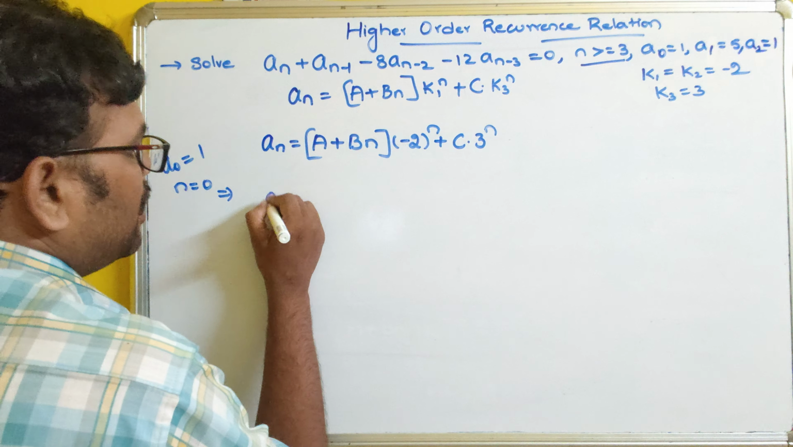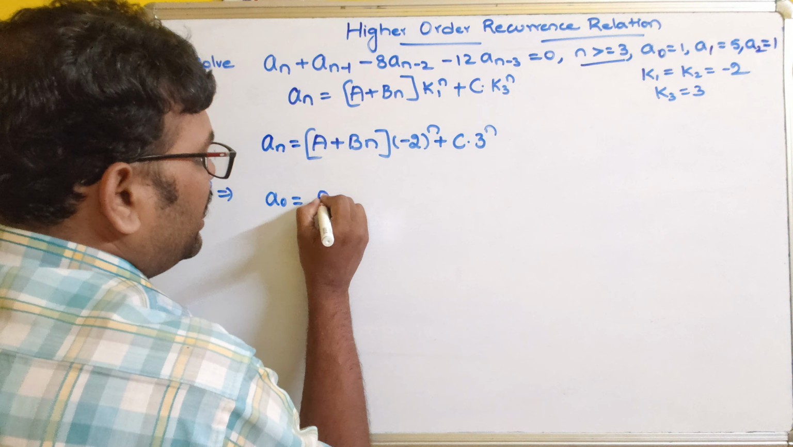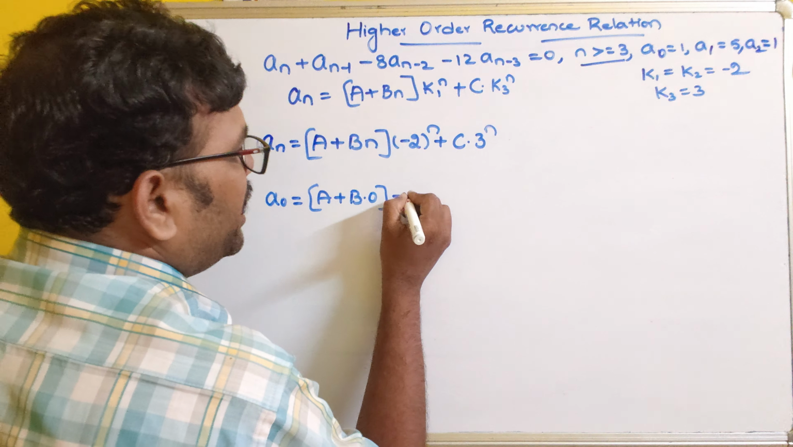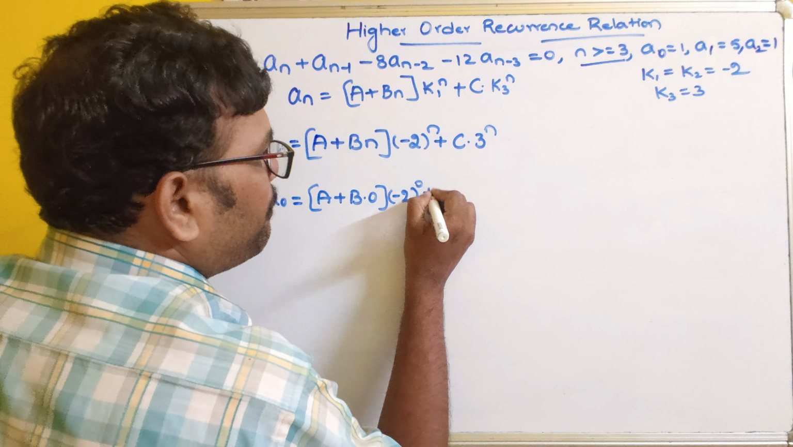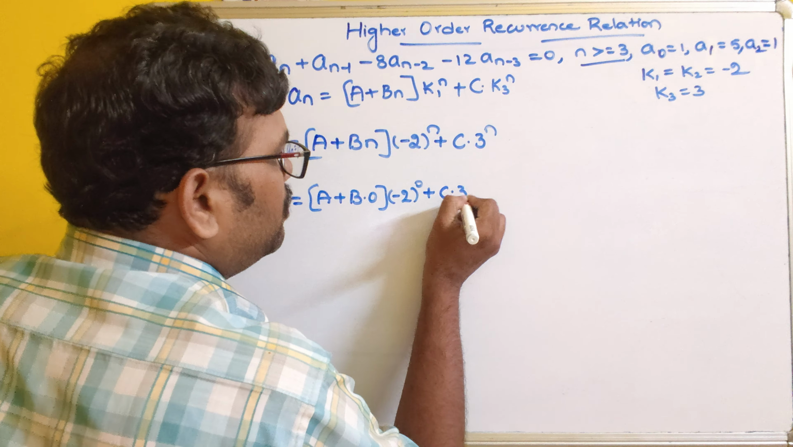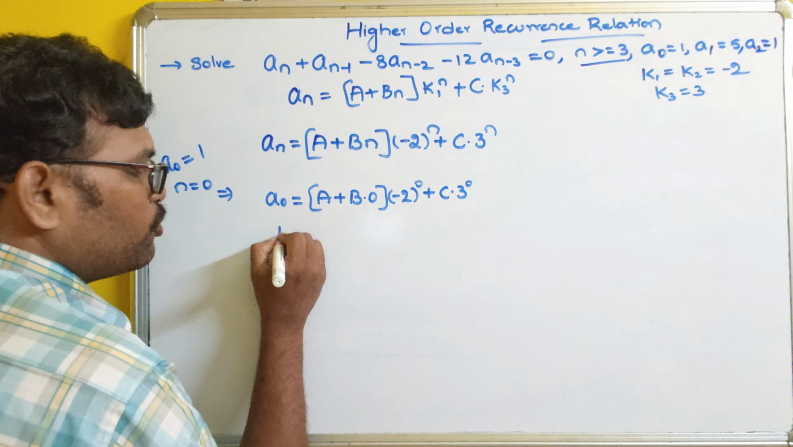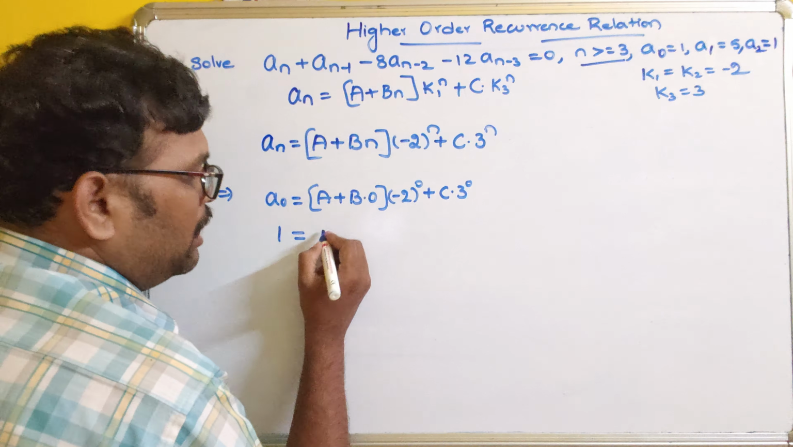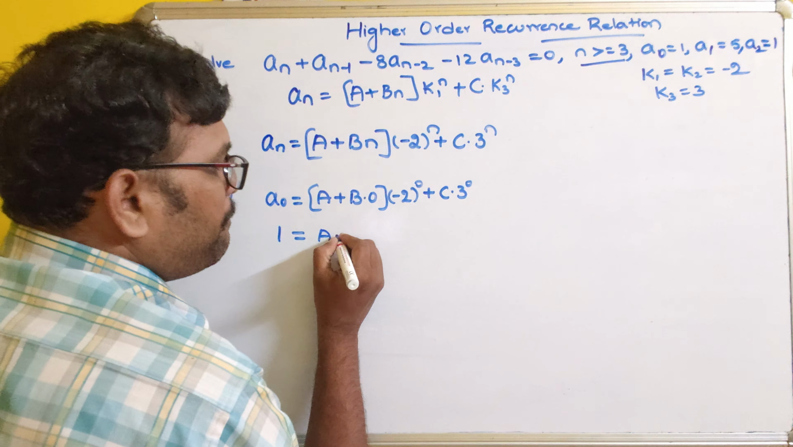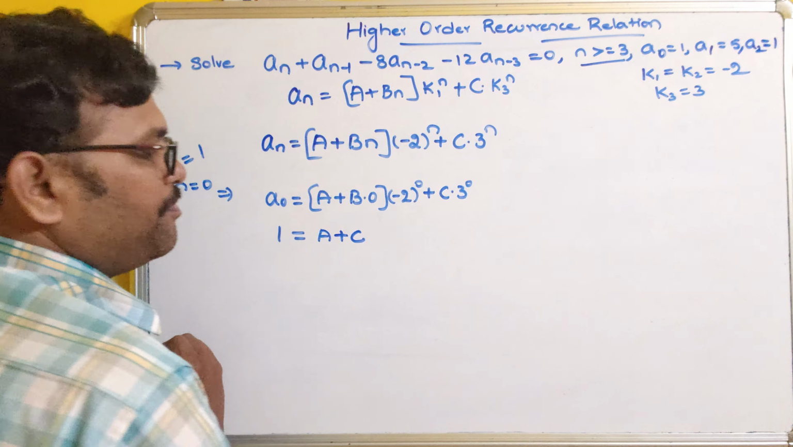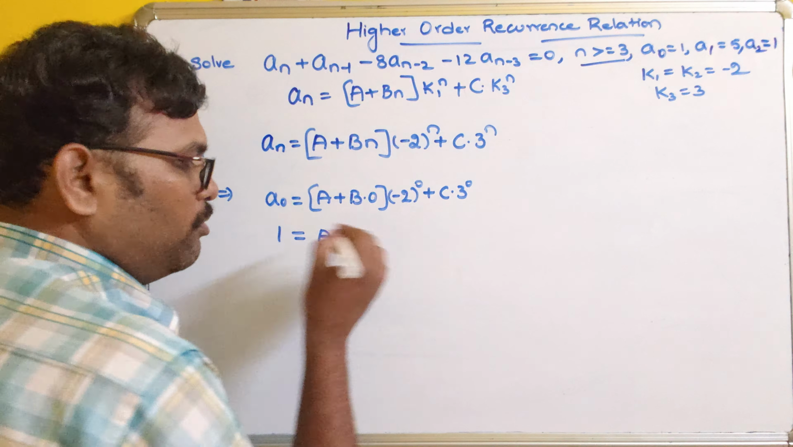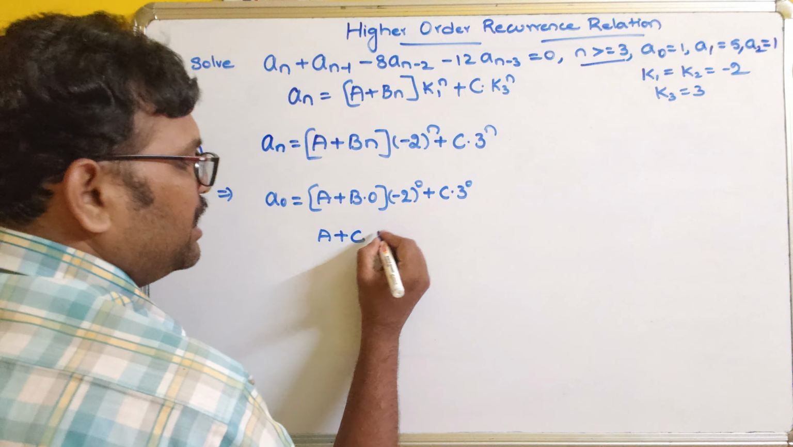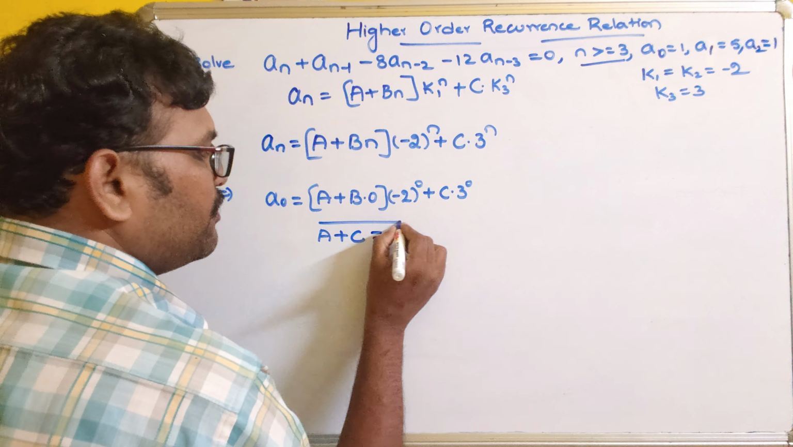So in such case, a0 is equal to a plus b into 0 into minus 2 power 0 plus c into 3 power 0. So it becomes 1 is equal to, this becomes 1, this becomes 0. So a plus c is equal to 1. I'll write this one as a plus c is equal to 1. So this is the first equation.